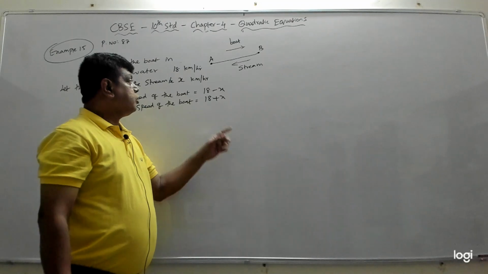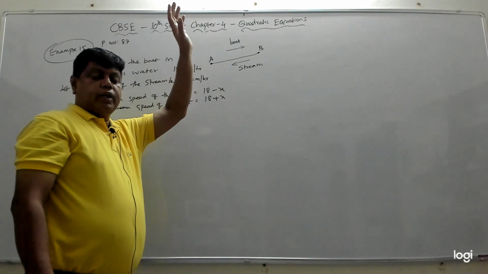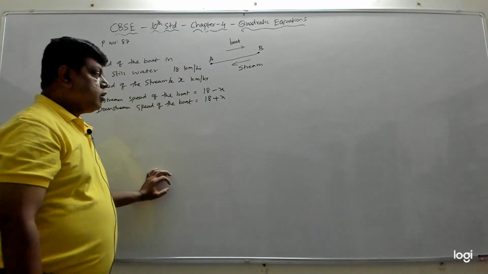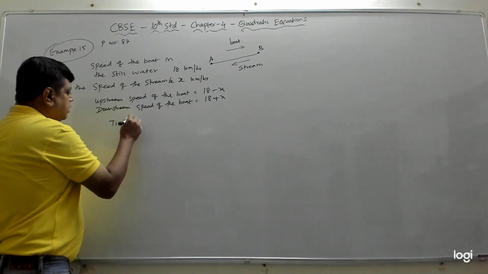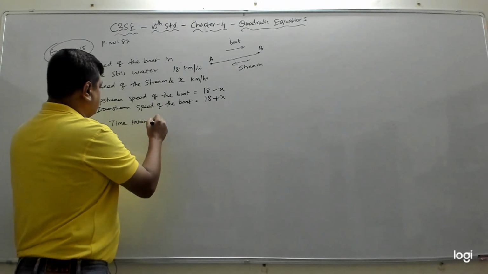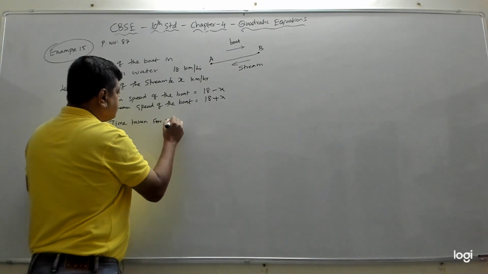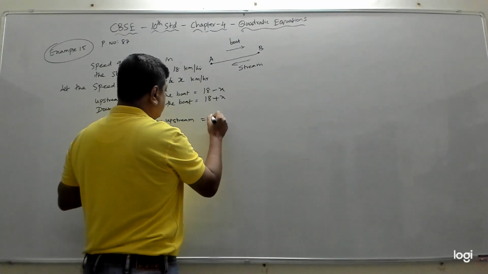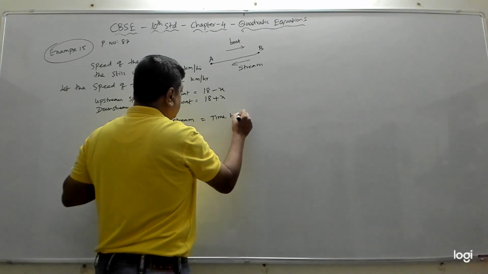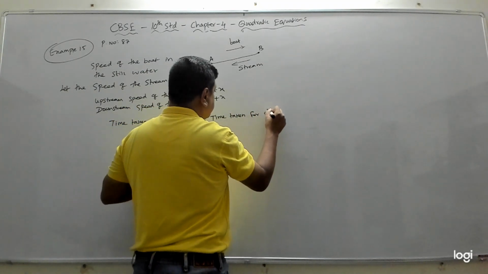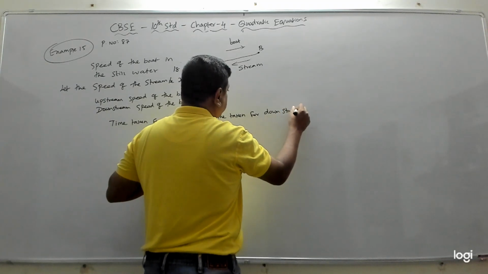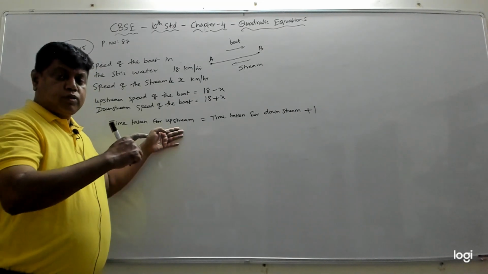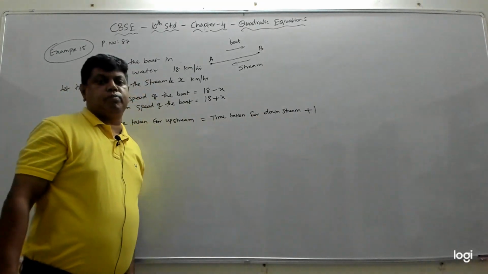Now what is given is, to go 24 km upstream, it takes 1 hour more than to come back to the same spot downstream, which means the time taken for upstream is equal to the time taken for downstream plus 1. So to go upstream it takes 1 hour more than the time it takes to go downstream.